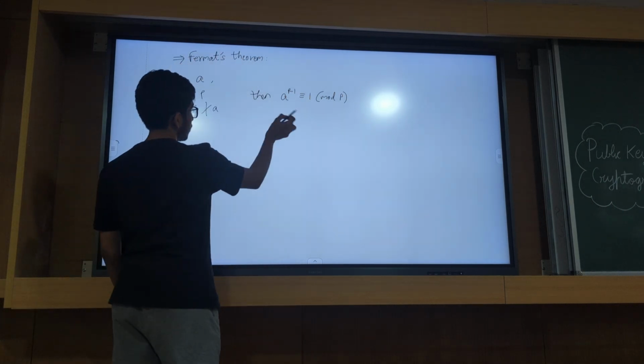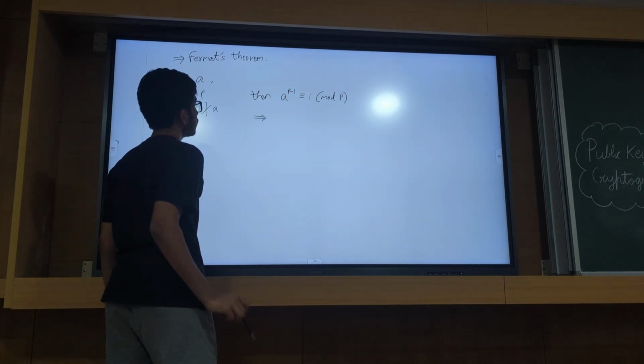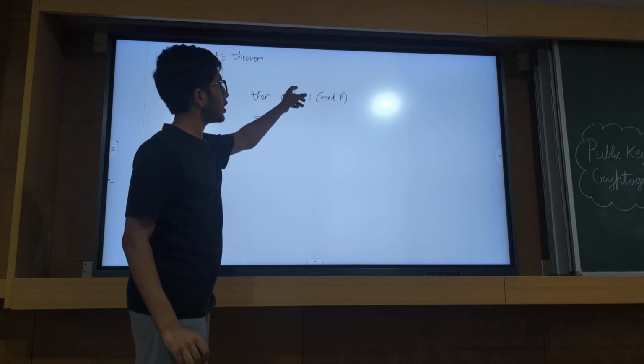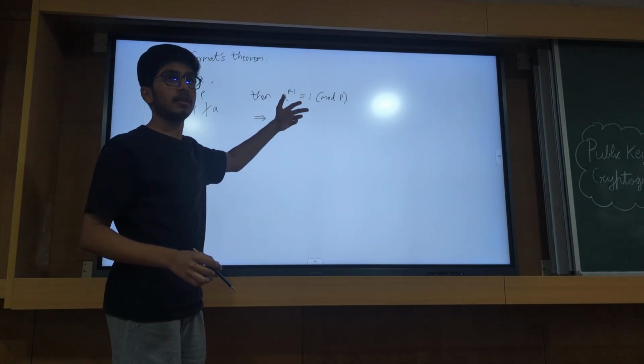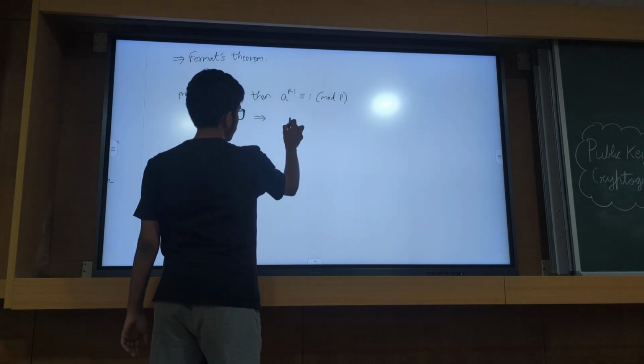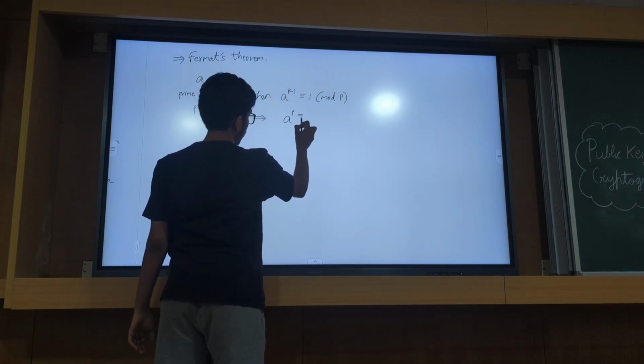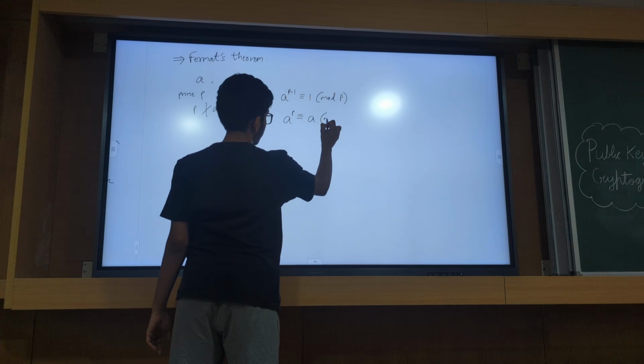I'll just quickly go through the proof of this. So a to the power p minus 1 is congruent to 1 mod p. It always feels like we should multiply on both sides or something like that, right? So just out of intuition, maybe let's try multiplying by a on both sides. a to the power p is congruent to a mod p.